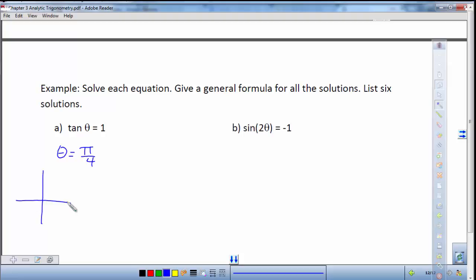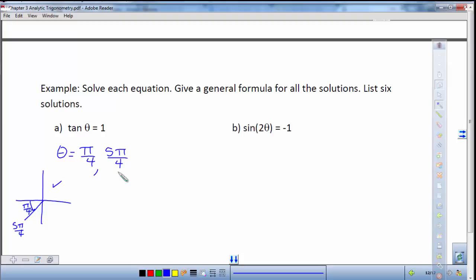Tangent is positive in which quadrants? 1 and 3. Very good. So I need a reference of pi over 4 right here. That's going to be what? 5 pi over 4. Very good. Okay. So pi over 4, 5 pi over 4. If we were just doing 0 to 2 pi, then those would be our answers.